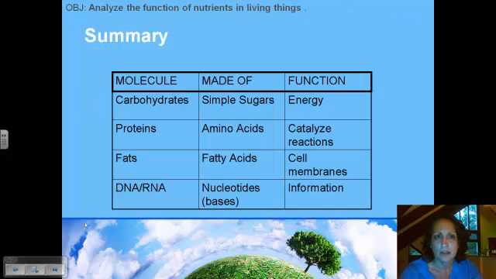I think that's it. So here's your summary. This is just a little chart of the 4 classes of organic molecules, what their monomers are, what they're made up of, and what they do in your body. So here are our polymers, here are our monomers, and here's our function in our body. And these are just some examples of some of the main things that they do for our bodies.